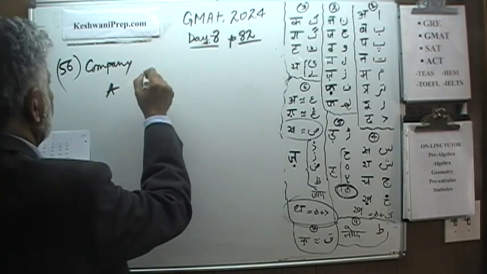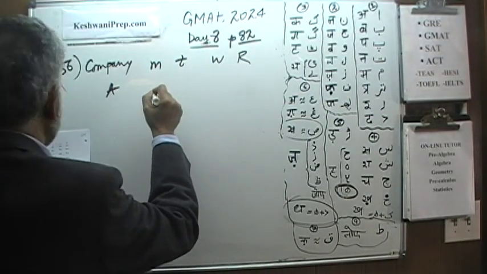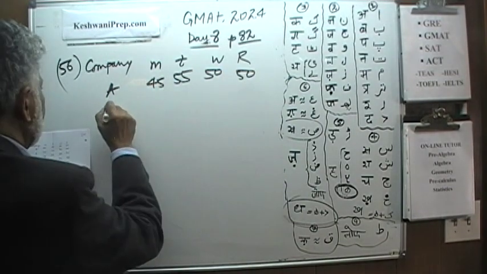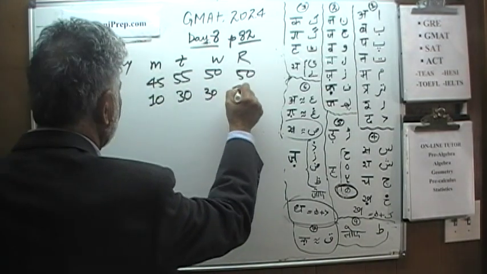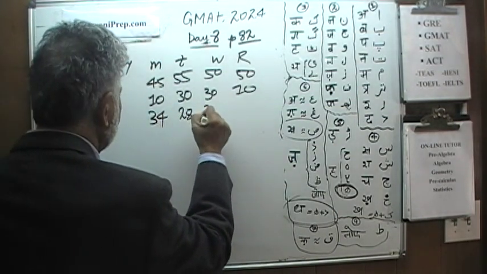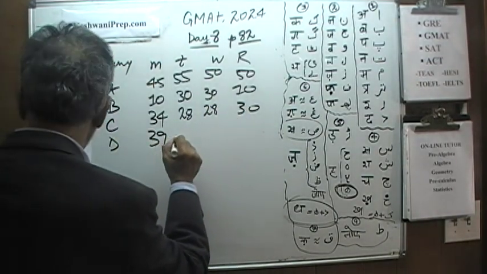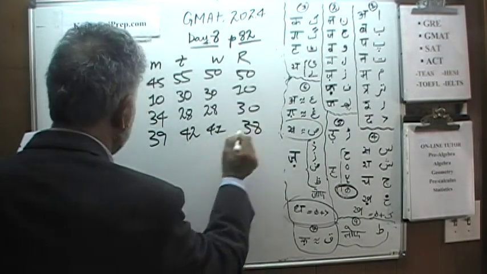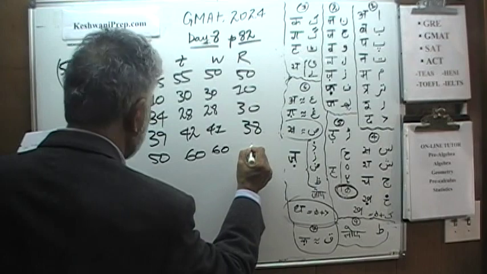A, Monday, Tuesday, Wednesday, and Thursday. We have 45, 55, 50, and 50. We have B, 10, 30, 30, and 10. We have C, 34, 28, 28, and 30. I want to make sure I don't make a mistake. D, 39, 42, 41, 38. Then we have E, 50, 60, 60, and 70.